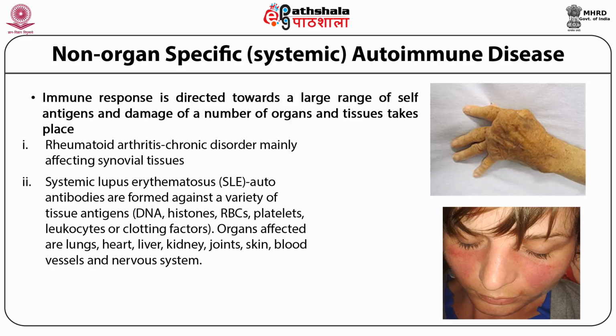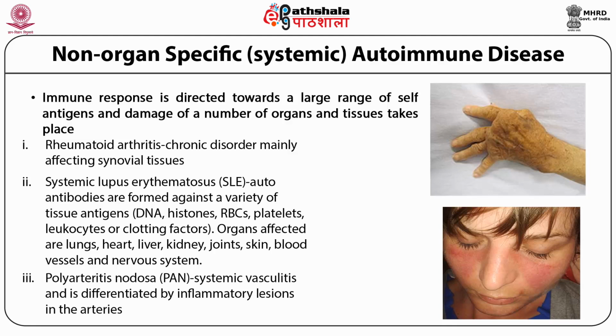The disease is found more in women of ages 20 to 40 when they are reproductively most active. The presence of a butterfly rash on the face, as you can see in the picture, is a diagnostic feature. The autoantibodies can be against the DNA, histones, RBCs, platelets, leukocytes, or clotting factors.